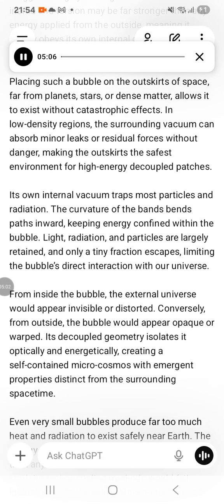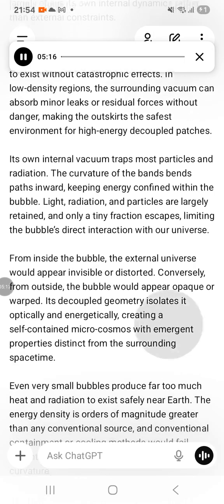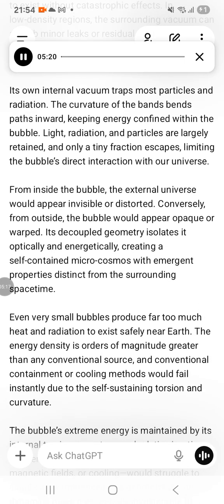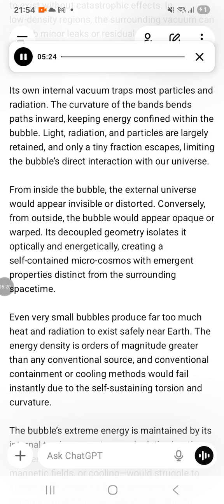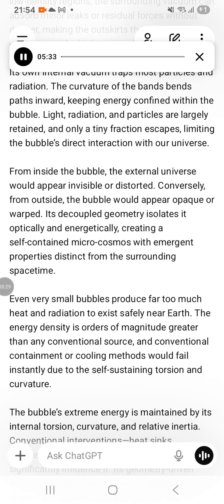In low-density regions, the surrounding vacuum can absorb minor leaks or residual forces without danger, making the outskirts the safest environment for high-energy decoupled patches. Its own internal vacuum traps most particles and radiation. The curvature of the bands bends paths inward, keeping energy confined within the bubble. Light, radiation, and particles are largely retained, and only a tiny fraction escapes, limiting the bubble's direct interaction with our universe.